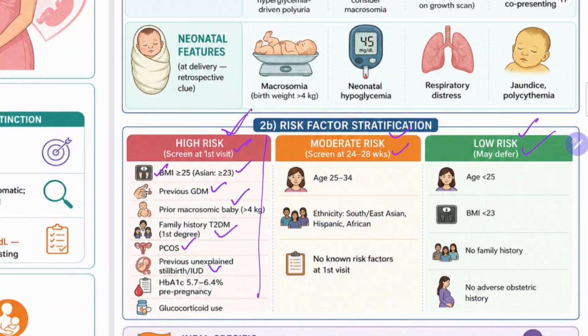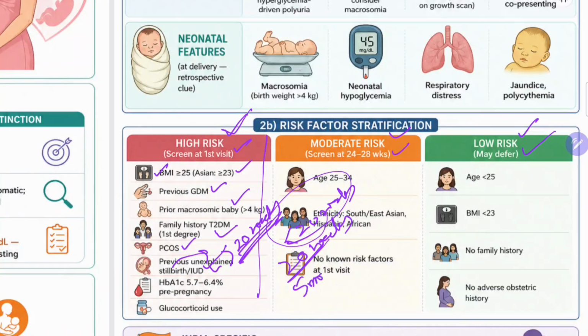Previous unexplained stillbirth or intrauterine death. What is stillbirth? So death meaning the uterus will lose the baby after 20 weeks and the baby will die outside the mother's womb. So before 20 weeks it is called abortion. So you can think of stillbirth as abortion after 20 weeks. So abortion after 20 weeks is known as stillbirth. And intrauterine death is without any cause. So 20 weeks meaning 5 months. So above 5 months if there is abortion, that is stillbirth.